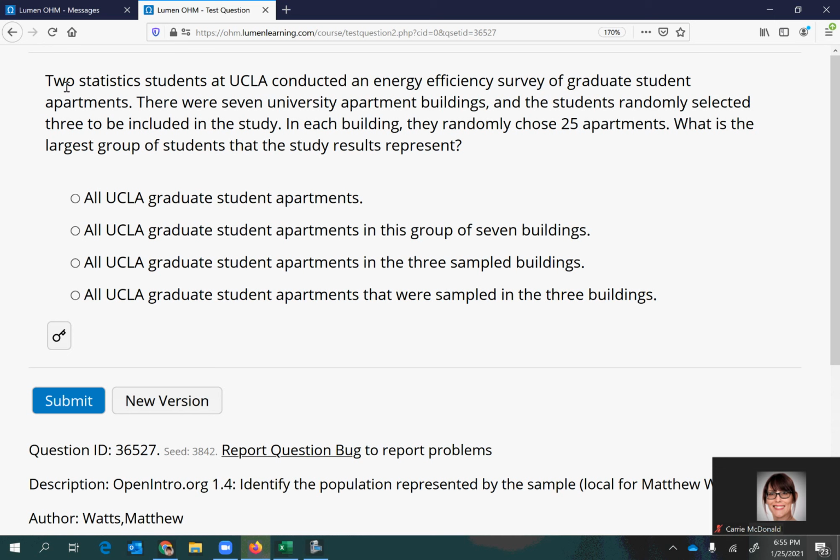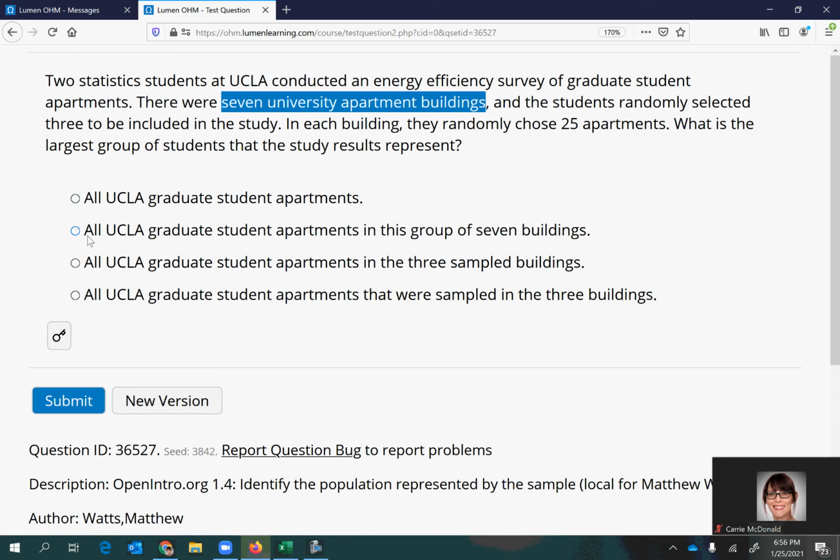Well, let's reread part of this. It says there were 7 university apartment buildings, and the students randomly selected 3 of those buildings to be included in the study. So we're selecting 3 buildings out of a total of 7 in the population. So this is the population, 7 university apartment buildings, right? All the students in those 7 university apartment buildings. And from that, we took a smaller sample of 3 of those buildings. So we're looking for the answer that is very specific to these 7 buildings.